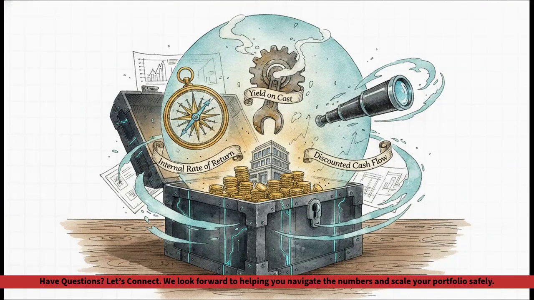Instead of relying on a basic cap rate, professional investors evaluate risk, timing, and actual capital costs over the entire holding period using these three primary tools: internal rate of return, stabilized yield on cost, and discounted cash flow. Let's break down exactly how each of these protects your capital.